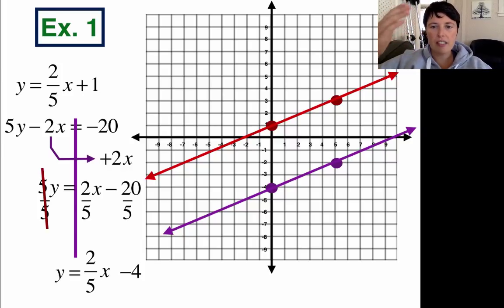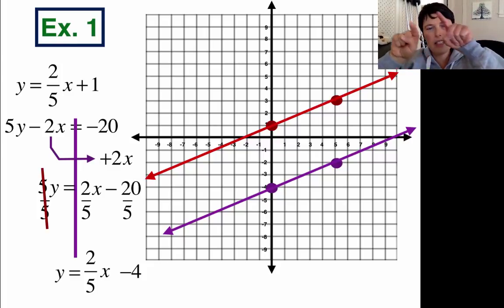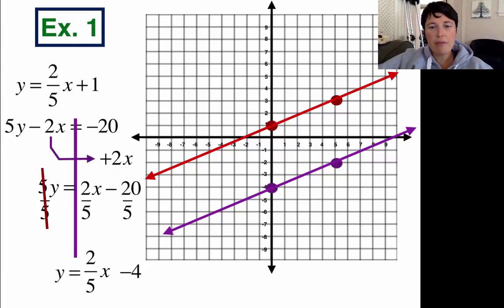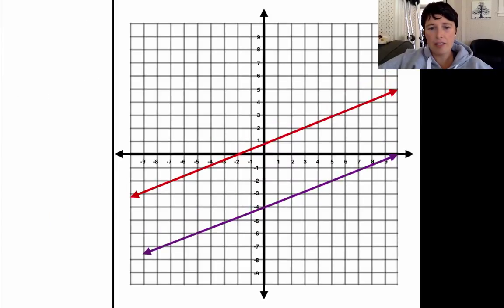We got parallel lines. We got two lines that have the exact same slope. Did you notice that? 2/5 was the slope for the first line and the second line. And these lines are never going to intersect. They're never going to cross each other. They're going to go side by side the whole way up the graph without ever crossing.